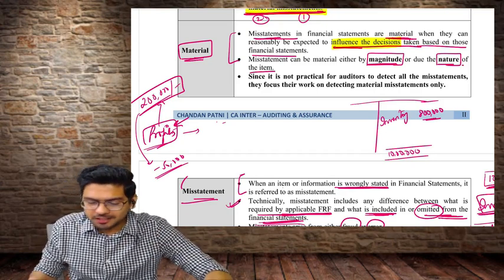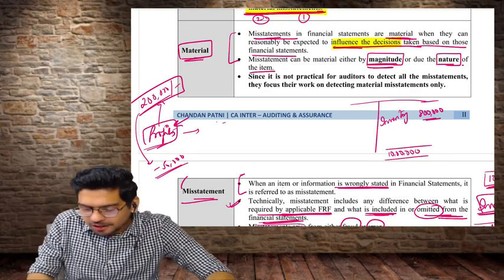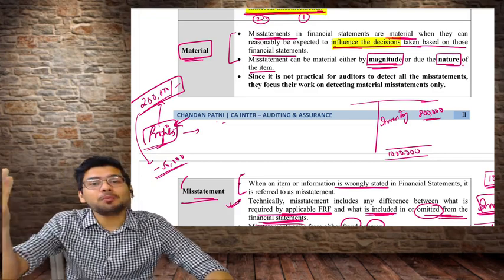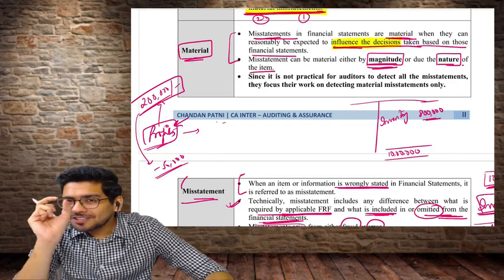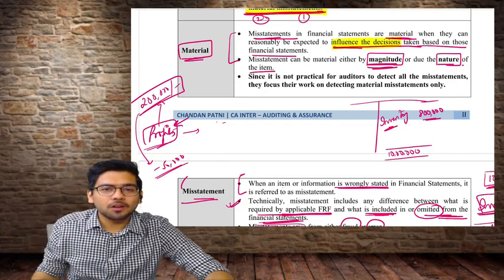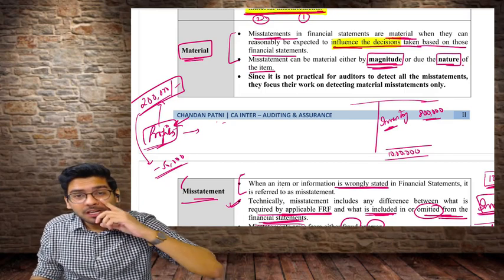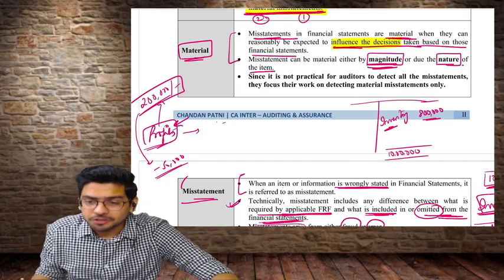So what I'm trying to say is material can be because of magnitude. No doubt the magnitude here is very high. It constitutes 80% of the assets. So if there is a misstatement in this particular item of inventory, obviously it will be a material misstatement. It will basically influence the decisions of the users.